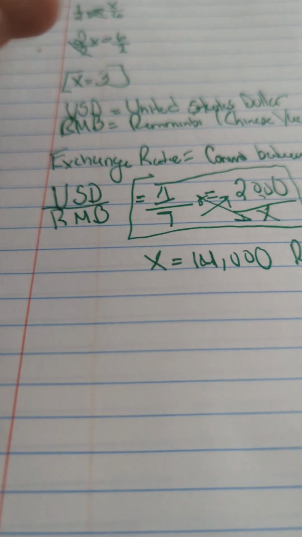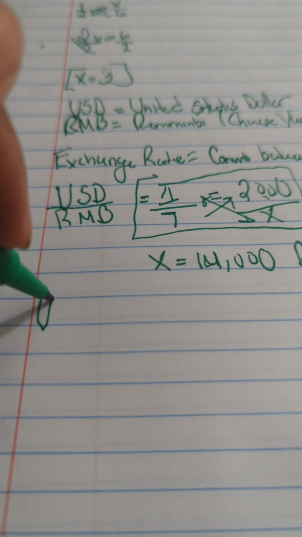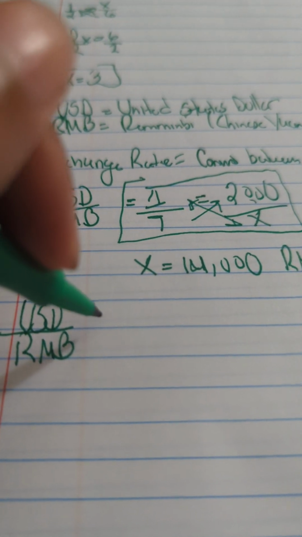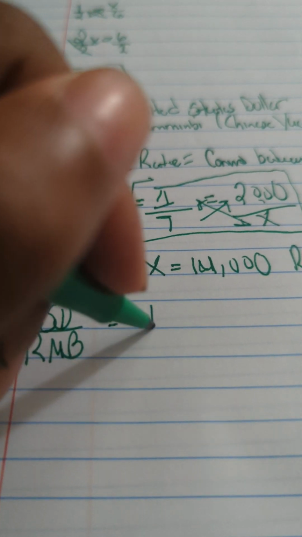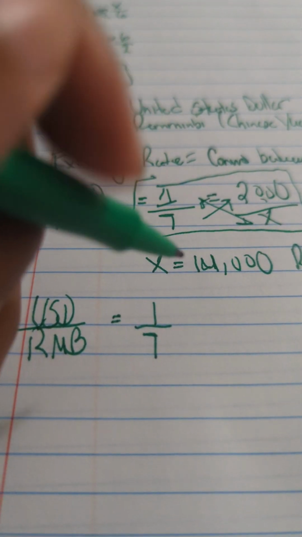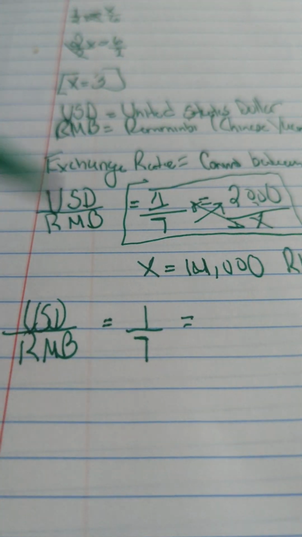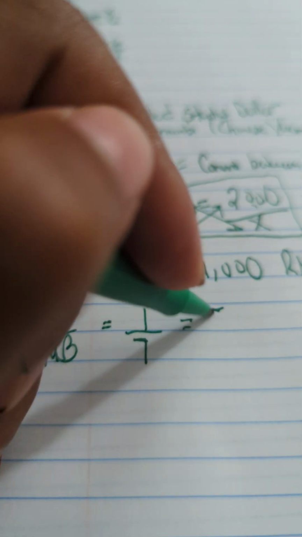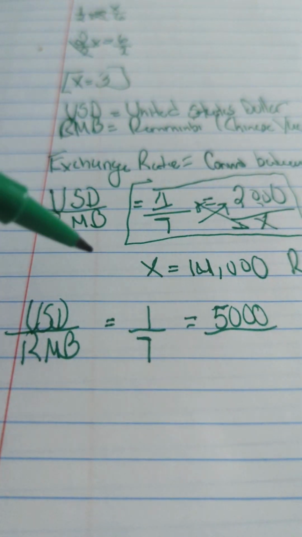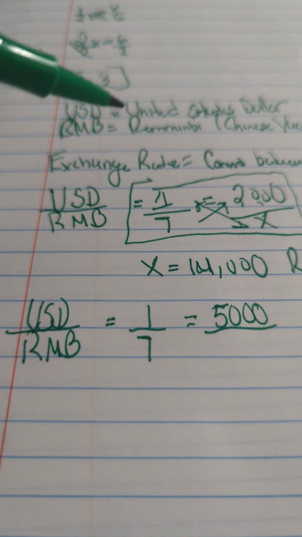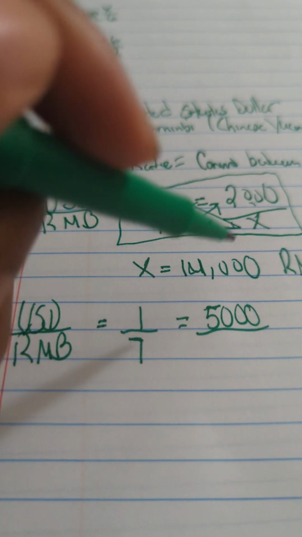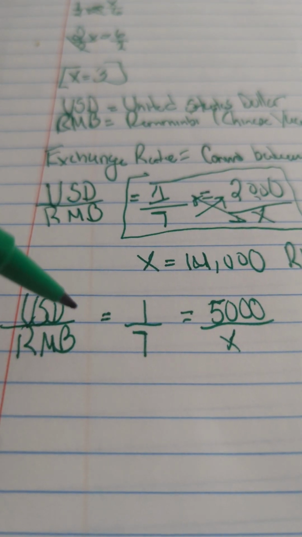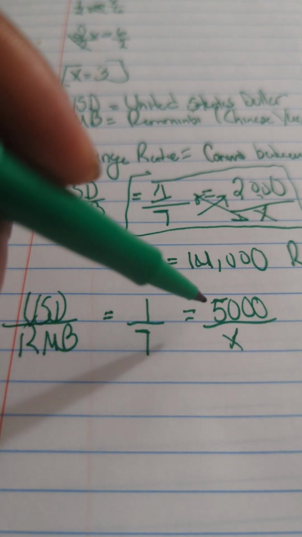Let's use another example using the same currency. Using the same exchange rate, we know that one US dollar is equivalent to 7 RMB, but let's say we have $5,000, and we want to know how much. If I bring $5,000 to China, how much will I get back in RMB when I go to the exchange booth, right? So I know that 1 times 7 is 7 and 5,000, right?